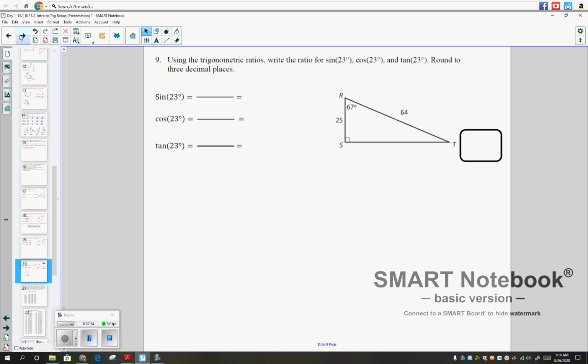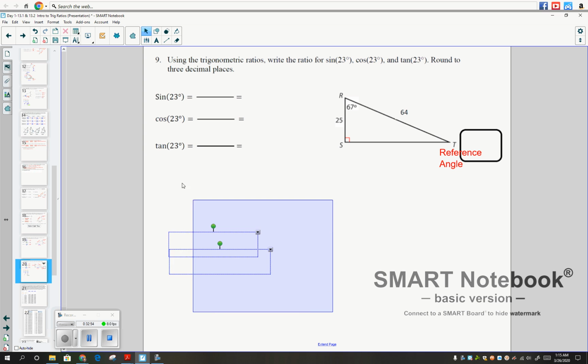Number 9. I want to use the trig ratios to write the ratios for sine, cosine, and tangent of 23 degrees. Which angle is 23 degrees? Angle T. That's my reference angle. Notice I am missing one side. How do I find that third side? How do I get ST? What am I going to use?